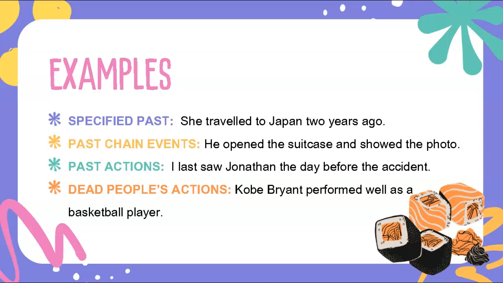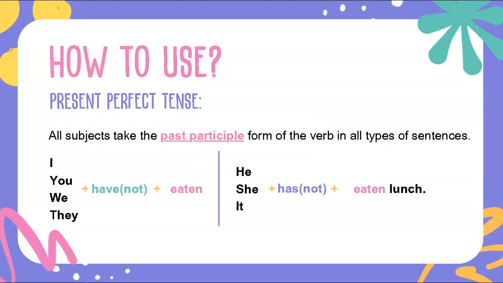we can move on with the second question in mind: how can we use it? For example, how can we form a sentence in present perfect tense? All the subjects take the past participle. It means the verb 3 form of the verb in all types of sentences. In the positive, affirmative, in the negative, and in the interrogative question form, we always use have or has according to the subject pronouns used.